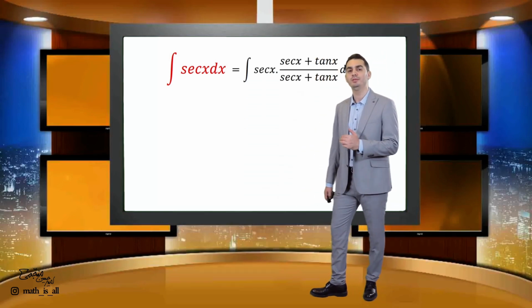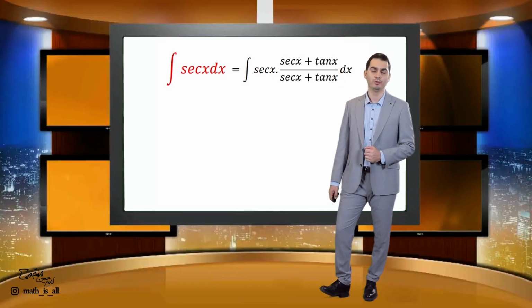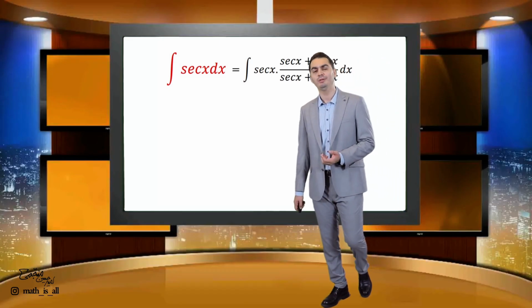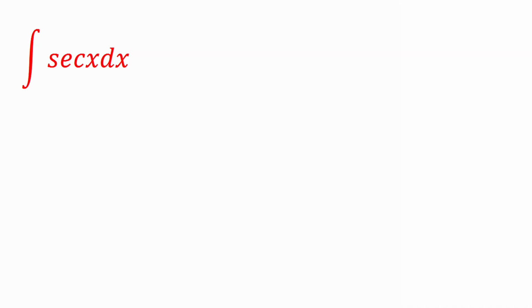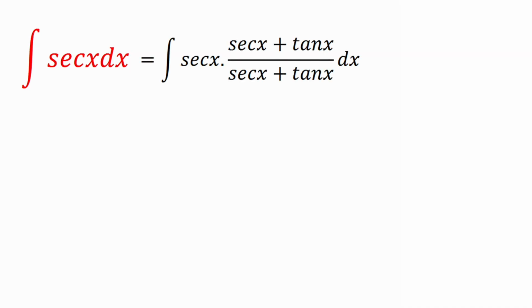You need to multiply and then divide the entire expression by secant x plus tangent x. How do we know? I said this is a creative trick. You can't just know this without practice. We multiply secant by secant plus tangent in both the numerator and denominator. Now I'll take secant plus tangent as our u.